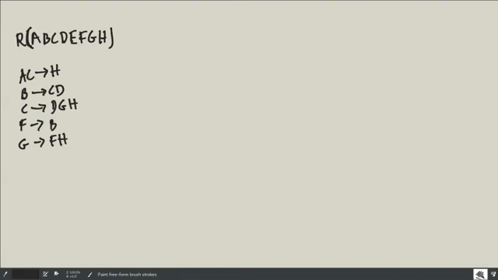So let's start. From A and C, I can find age, so I have an incoming arrow to age from A and C. From B, I can find C, and I can also find D. From C, I can find three attributes: D, G, and H.